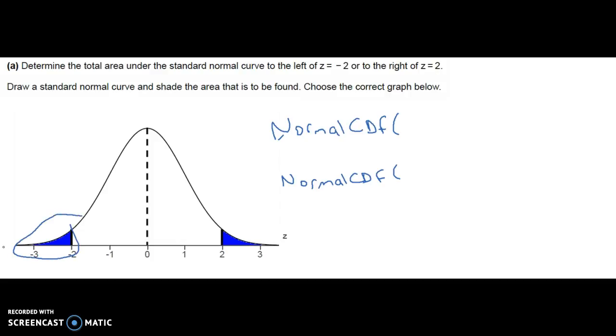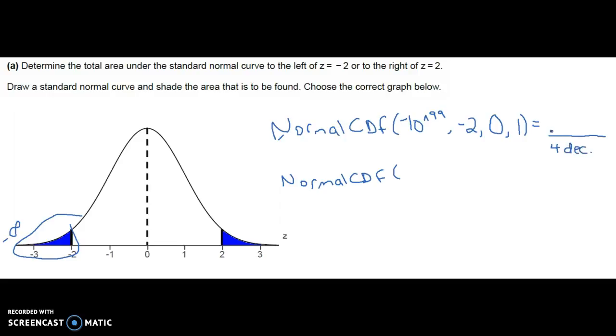Remember we say the tails go all the way to -infinity, which in the calculator we put -10 to the 99th power up to the -z-score. Z-scores are centered at 0. You'll see the mean in the middle is 0. And they have a standard deviation of 1. So you'll type that in the calculator. You'll get your answer.